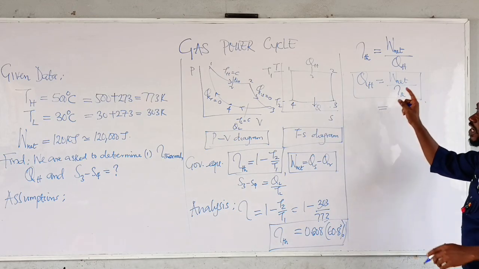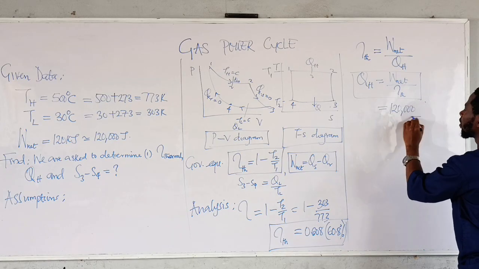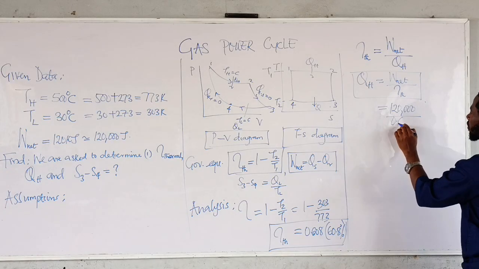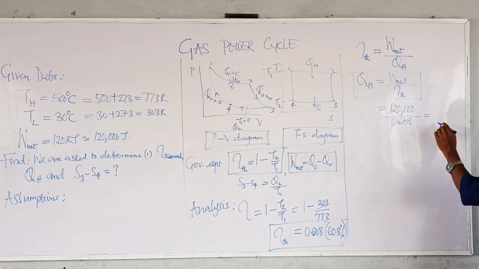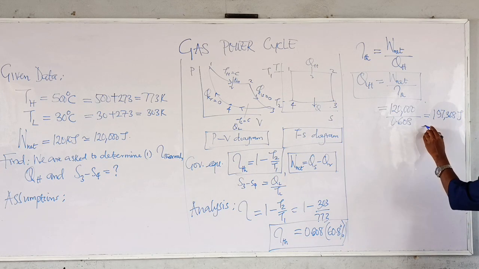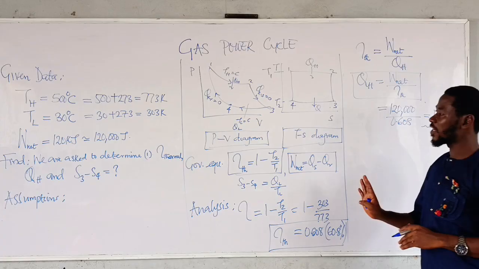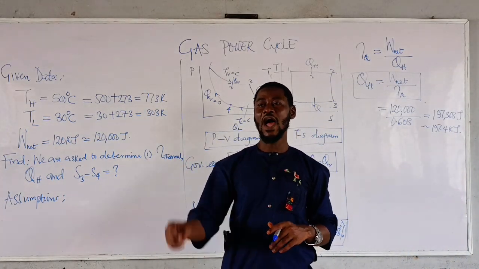So we have the net work output given as 120,000 divided by the thermal efficiency, which is 0.608. So what is the answer? 197,368.42, which is equivalent to 197.4 kilojoule.